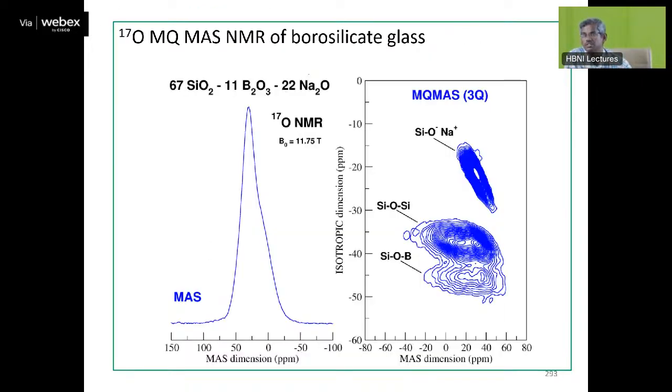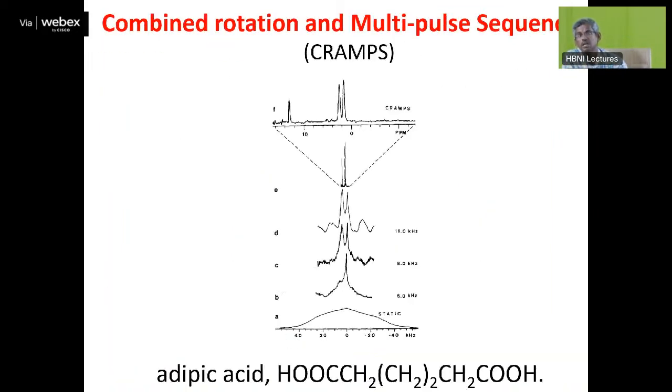So what you get is you are having three different types of oxygen: two bridging oxygens, one is Si-O-Si and another is Si-O-B, and there is a non-bridging oxygen atom. I think I will conclude with this slide.